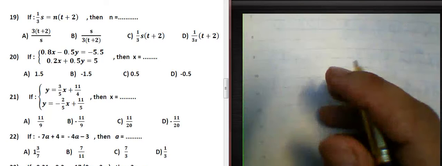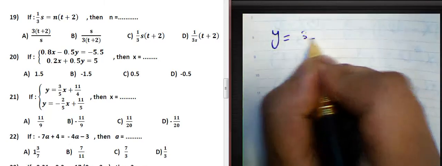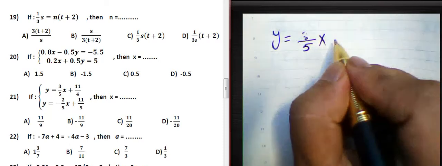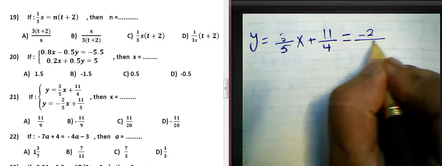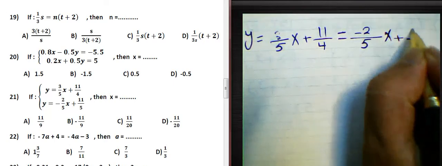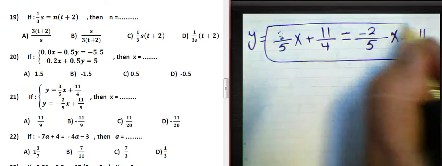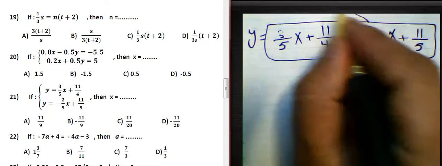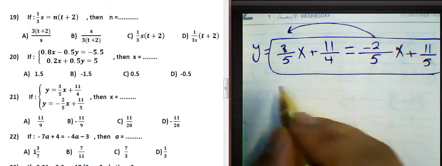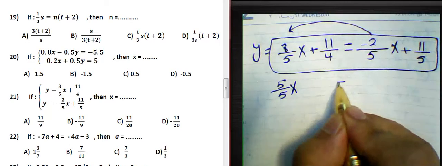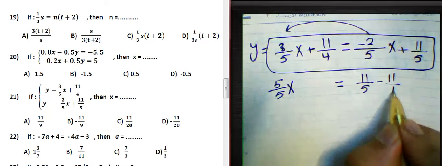So we can set the equations equal to each other, because y equals 3 over 5x plus 11 over 4, and we can write it equal to negative 2 over 5x plus 11 over 5. Okay, we can set one equation equal to the other. Negative 2 over 5x, we can move to the left hand side: 3 over 5 plus 2 over 5 equals 5 over 5x, and 11 over 5 subtract 11 over 4 here.